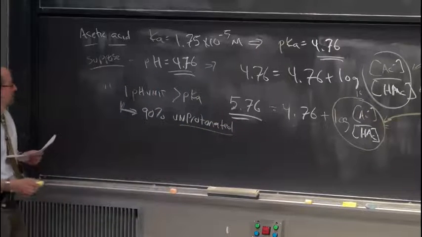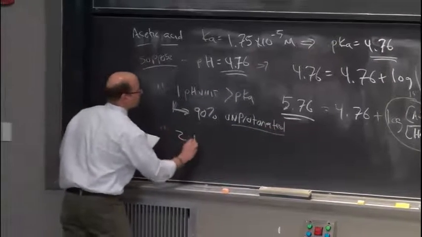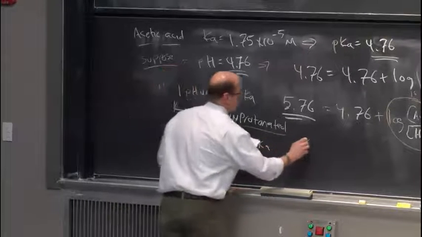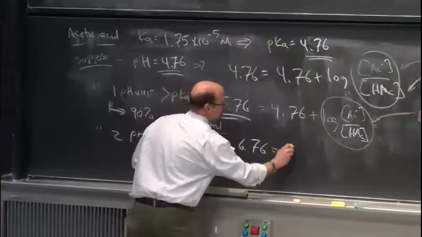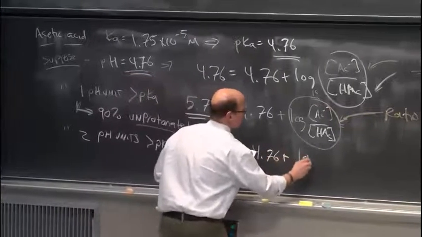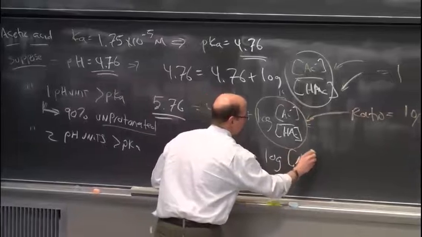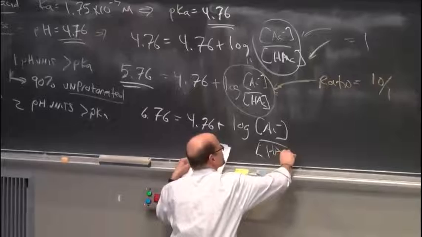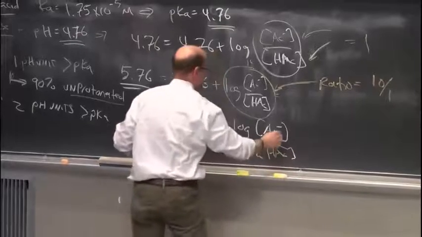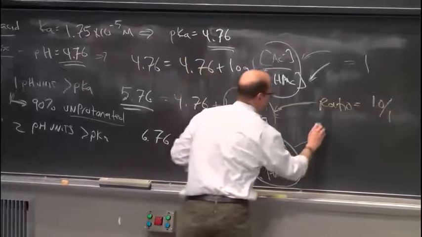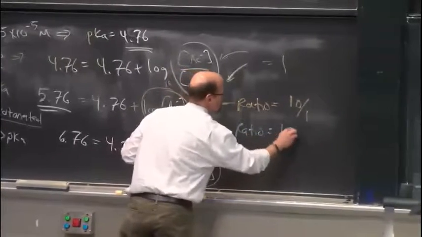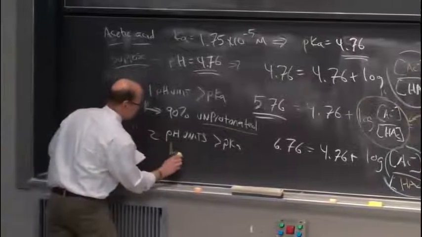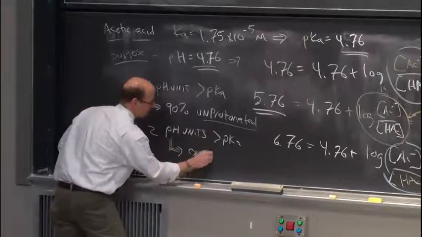Suppose I'm 2 pH units greater than the pKa. Then I'm talking about 6.76 equals 4.76 plus the logarithm of the acetate anion divided by the undissociated acetic acid. And this ratio, therefore, would be what? 100, right? The ratio is 100 to 1. And this means that when I'm 2 pH units above the pKa, now I'm 99% unprotonated.